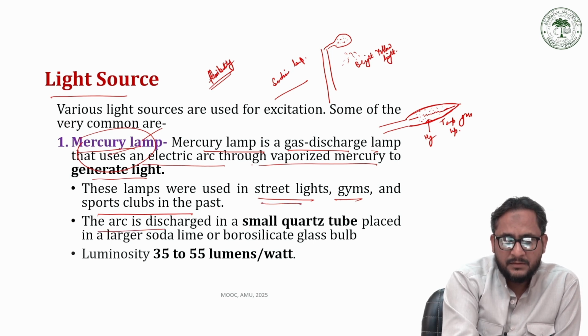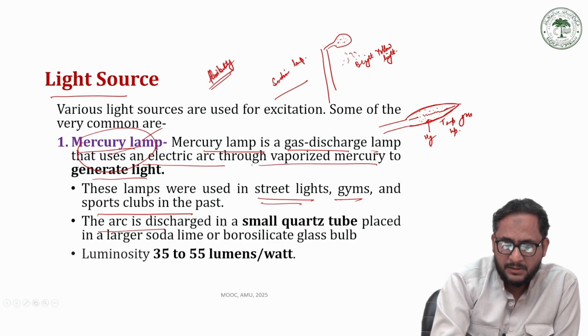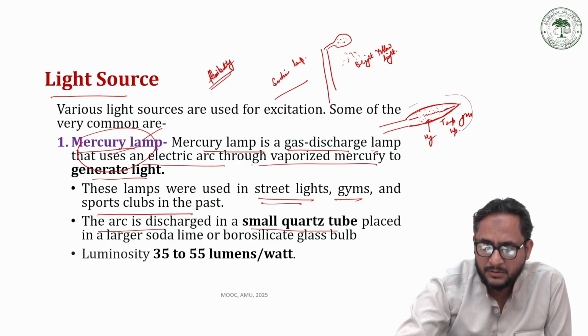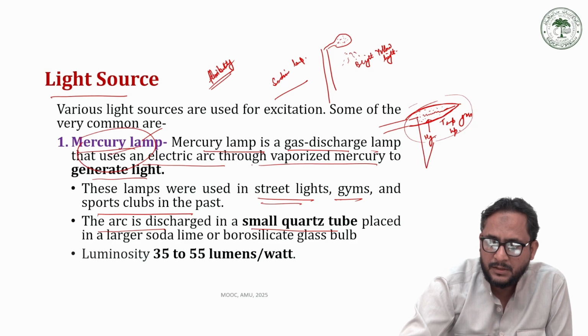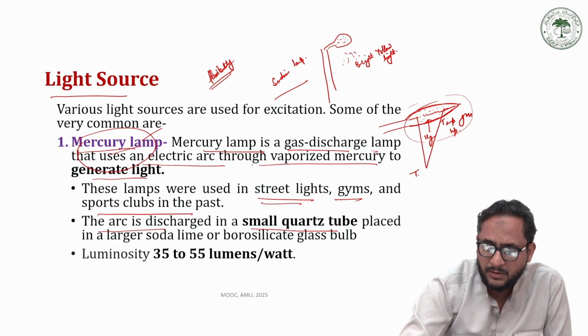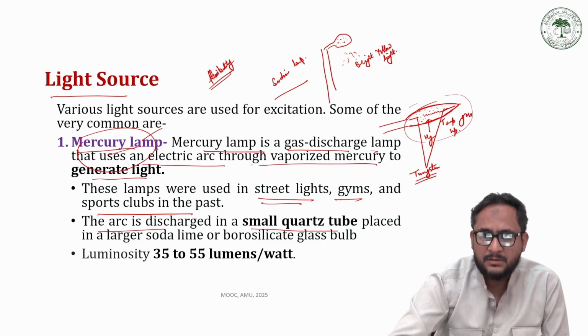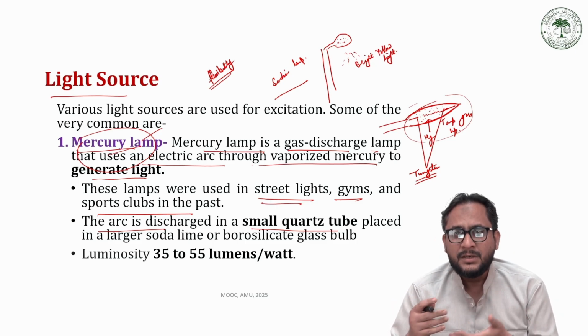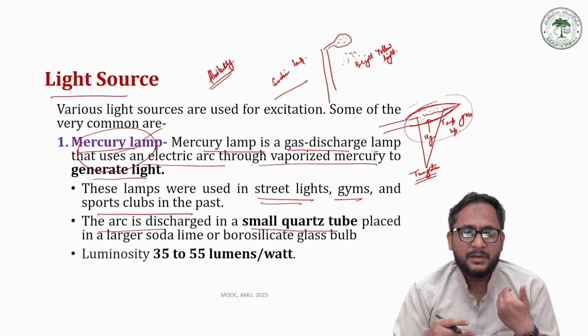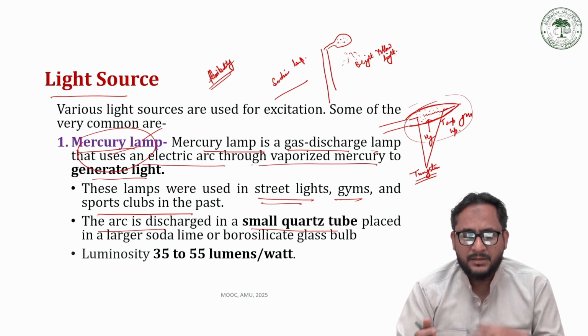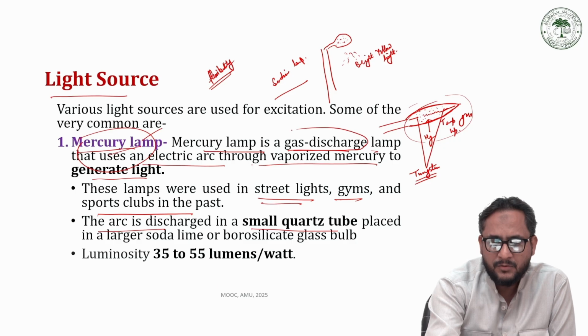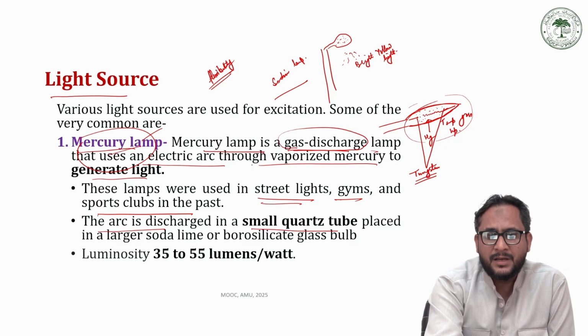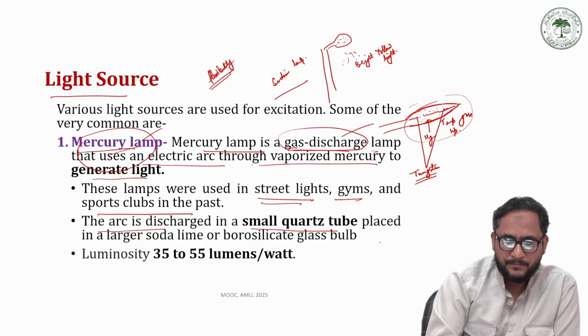The arc is discharged, as I said, in a small quartz tube where two electrodes, the cathode and anode, are made of tungsten. Between these two tungsten electrodes, an electric arc is created which increases the temperature, thereby vaporizing the mercury atoms into a gas, and that's why they are called gas discharge lamps. When the mercury vaporizes to form a gas, it discharges light.